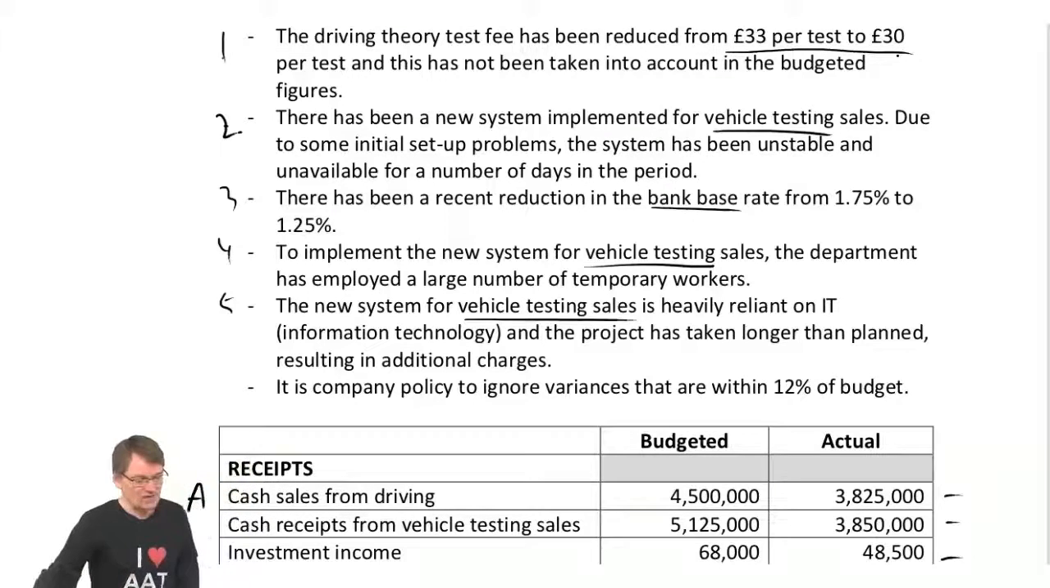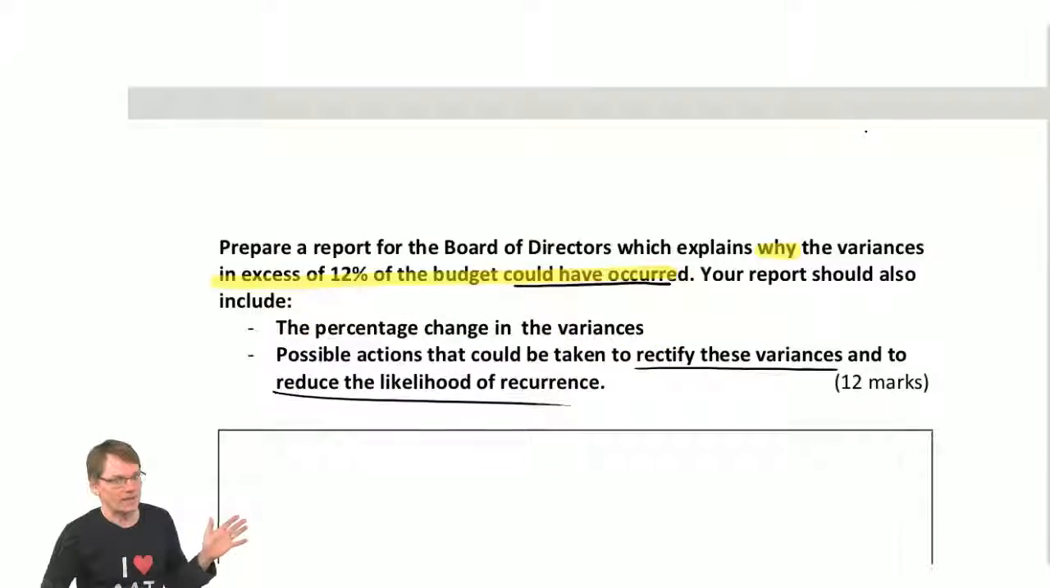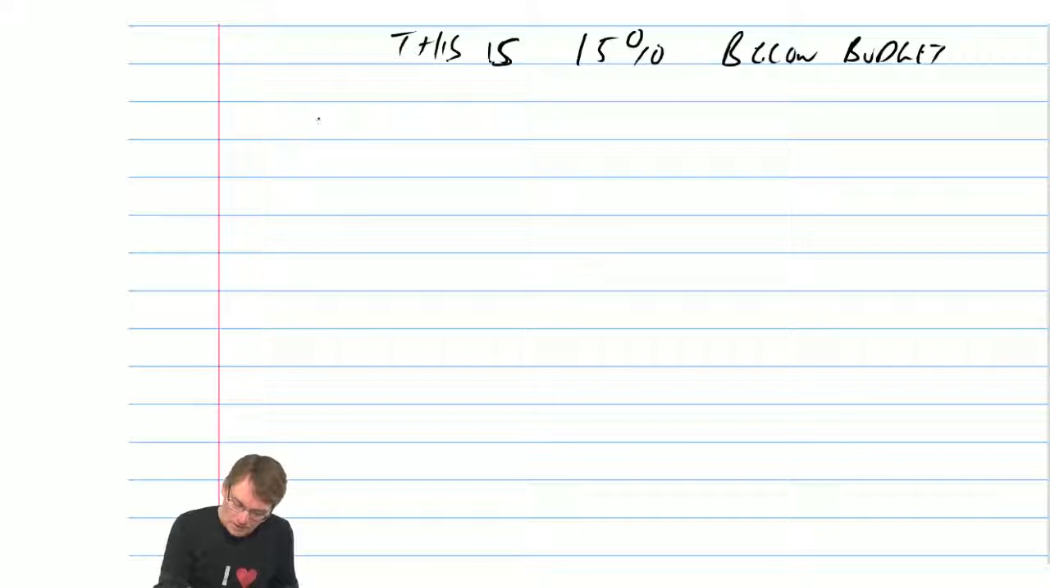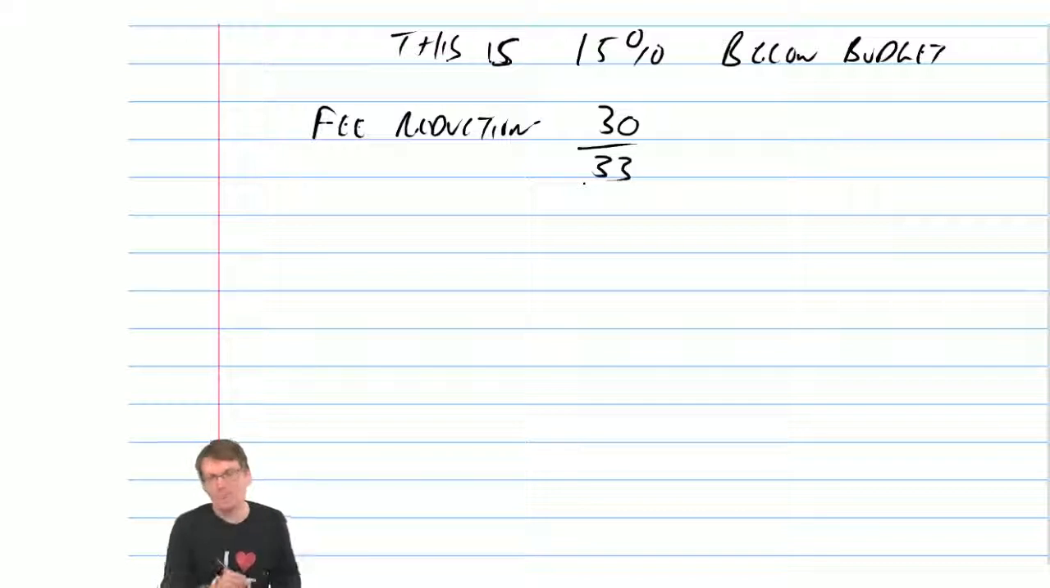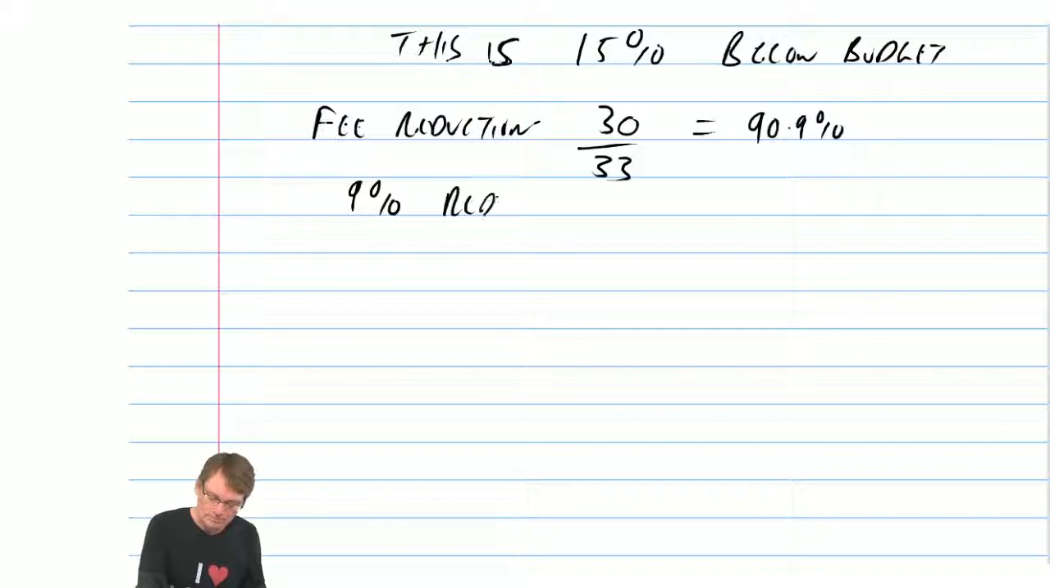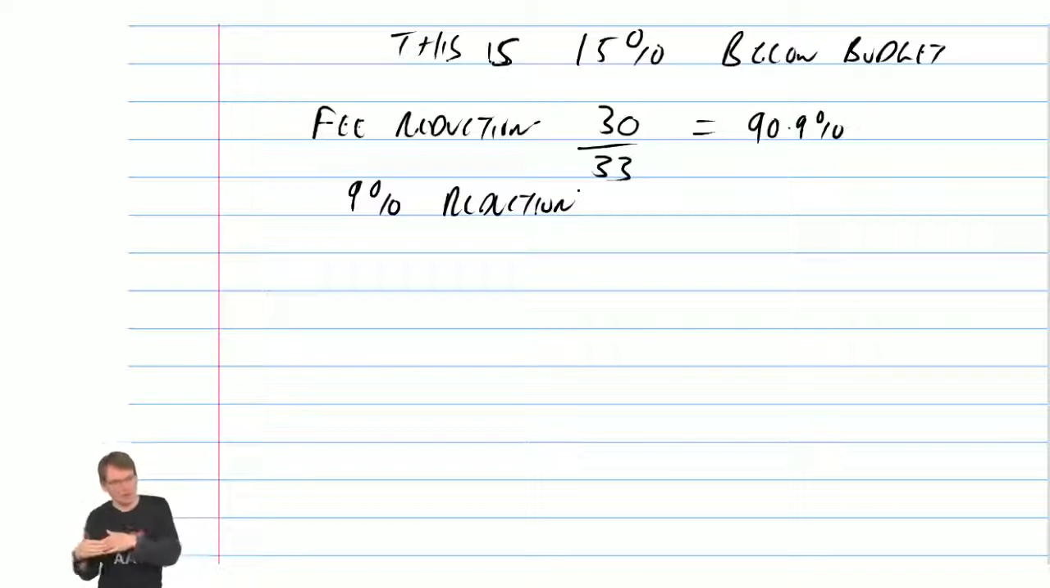The driving test theory, the driving test fee, by the way, has been reduced. This is not taken into account in the budgeted figures. If they had already included that in the budget, that would be irrelevant because you'd think, well, they've already thought about that. They haven't thought about it, so that's going to account for part of it. So we have got the fee reduction. Actual fee is 30, budgeted fee is 33. 30 out of 33 is, I think, about 90.9% if I remember correctly. So in other words, this is about a 9% reduction. So remember, to get the percentage fall, 100% minus the number I've calculated. So that's about 9% reduction.